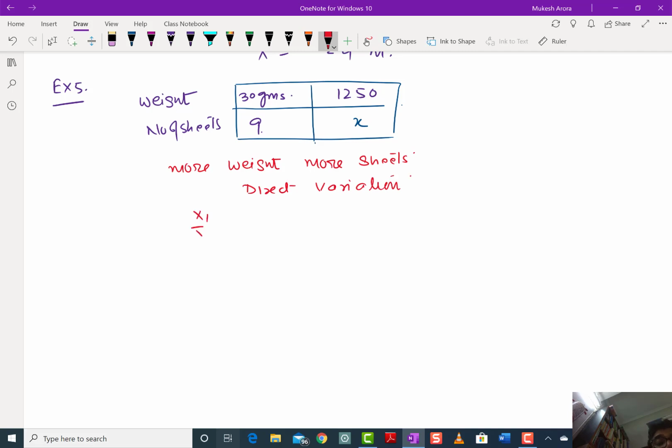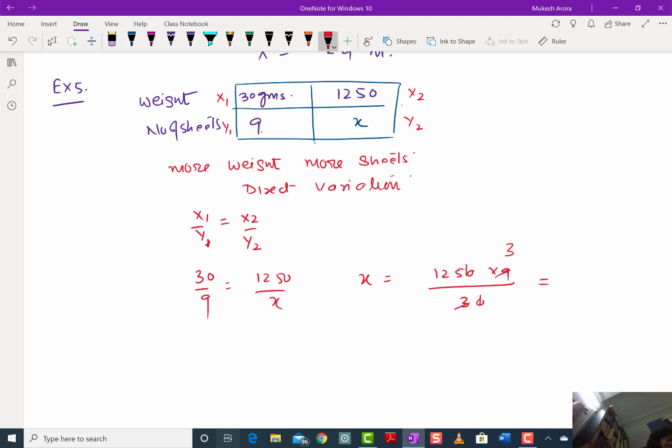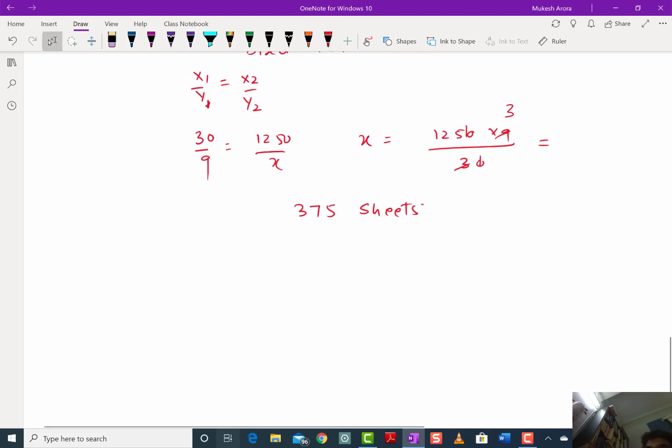So x1 by y1 is equal to x2 by y2. 30 by 9 is equal to 1250 by x. x is equal to 1250 into 9 by 30. This is cancelled, this is cancelled. 375 sheets will be there. So this is all for today.